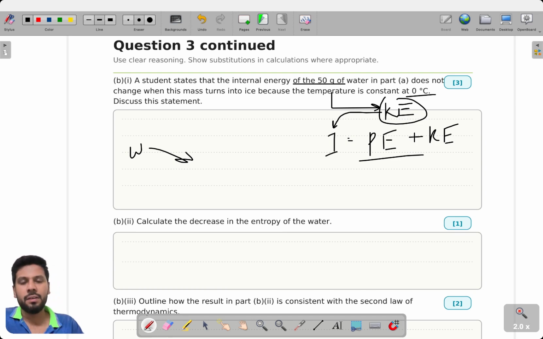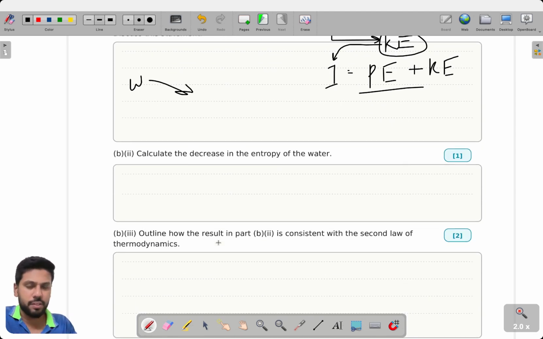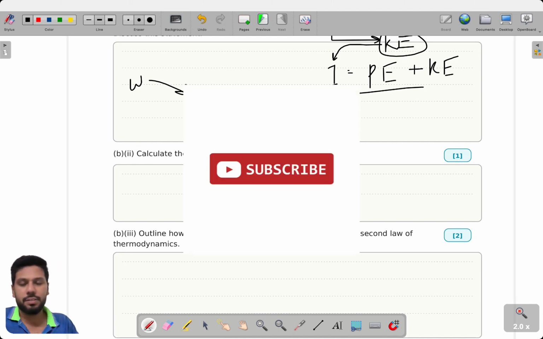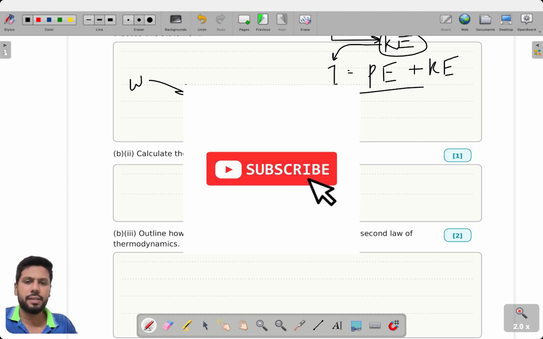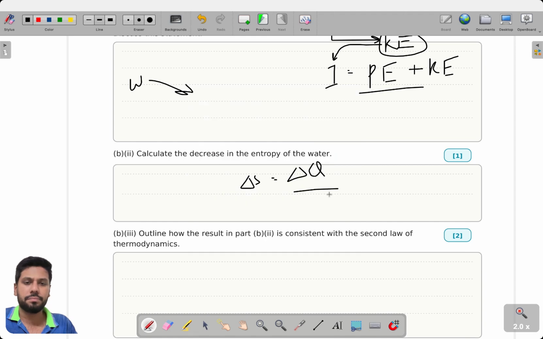Okay. Next question. Calculate the decrease in the entropy of the water. Entropy is decreasing, and I need to find out how much the entropy decreases. Now we have a very simple formula. Delta S is equal to delta Q by T, or Q by T.